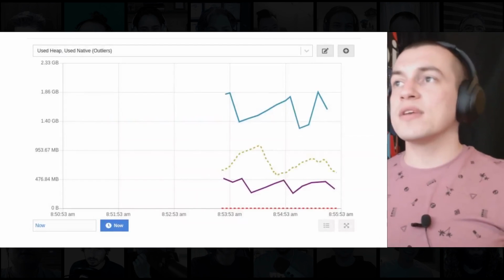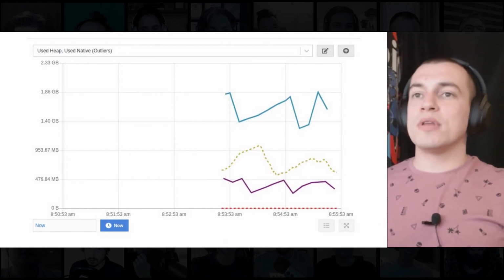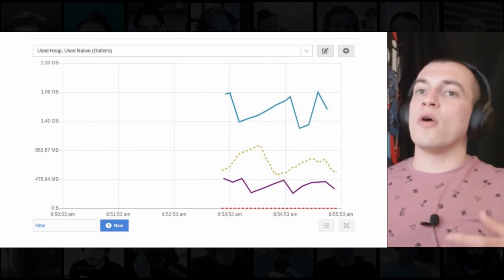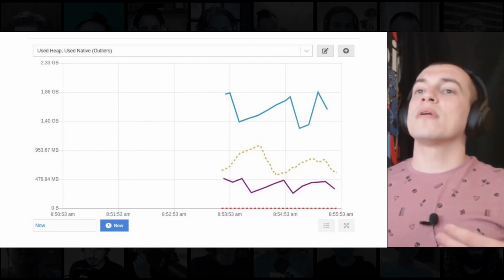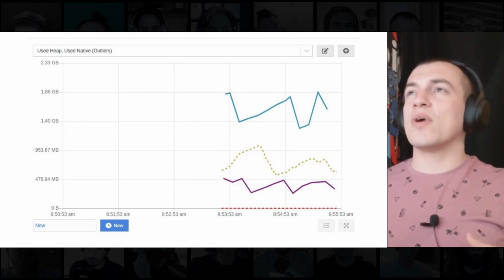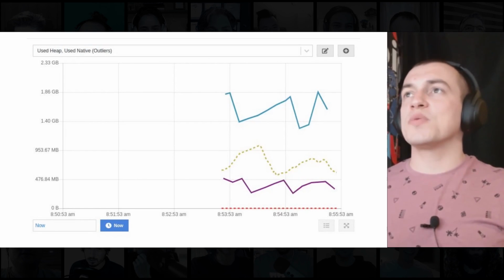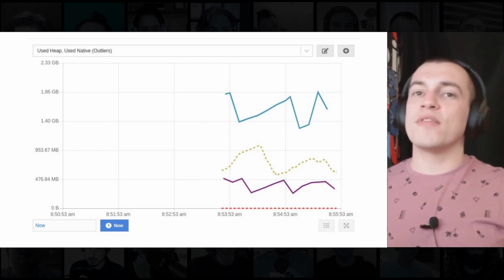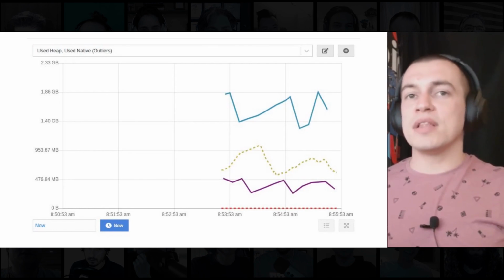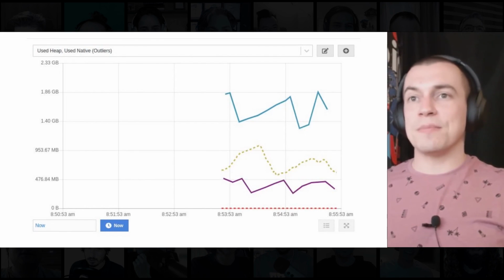And in real world, it looks like this. Our dotted line is our baseline, and our solid line is our outlier. And in this graph, we have two metrics. We have used heap and used native, and you can see that for each one of them, we have a baseline, and we have a single outlier that we found in our system.